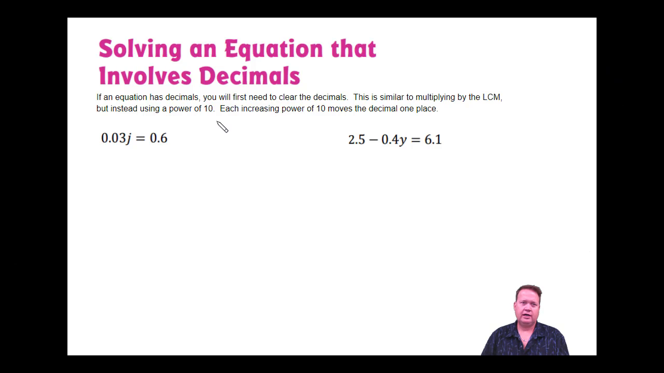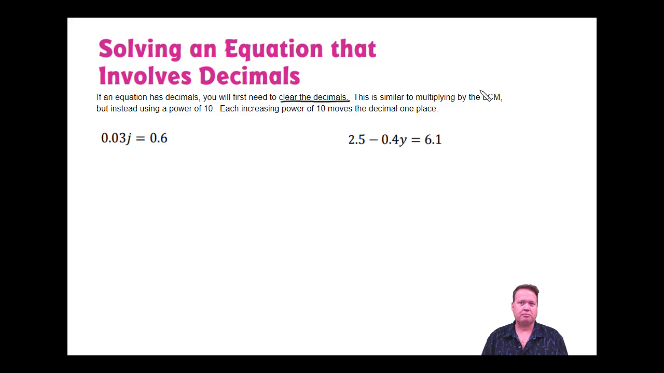All right, here we go. A lot of equations that we see in real life end up in decimals. A lot of times this involves things like money, where you have things like dollars and cents, and so decimal places become important. And we can solve equations with decimals. Sometimes these things look a little ugly, but we can clear decimals by simply moving a decimal point.